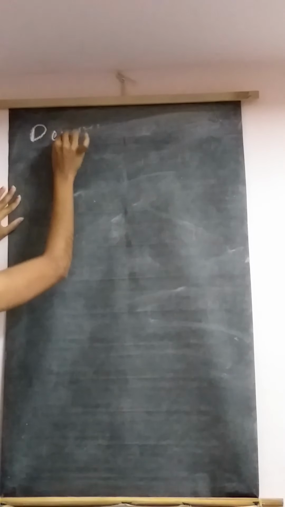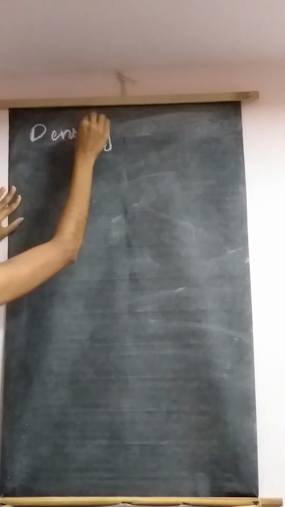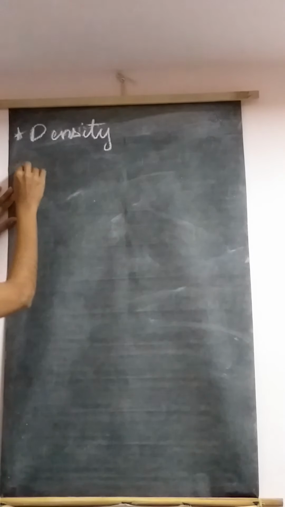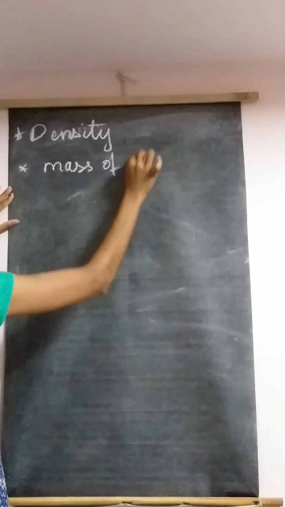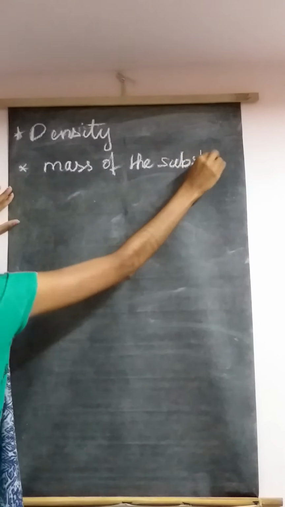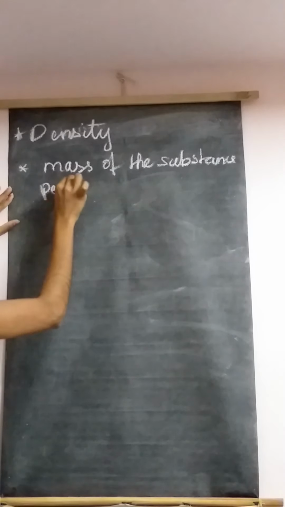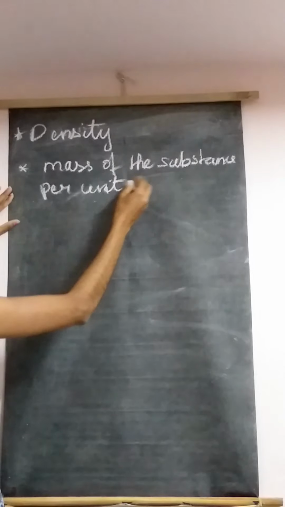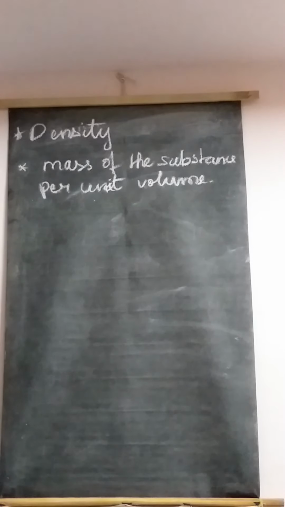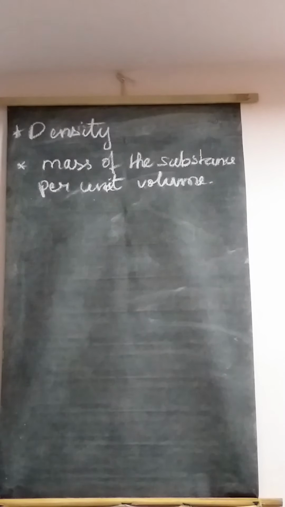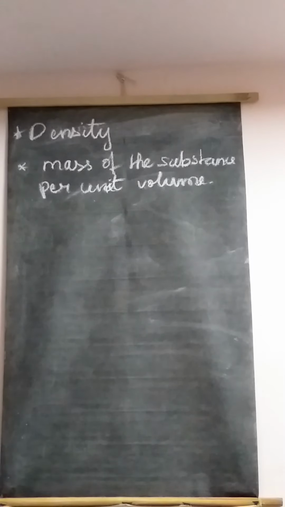Now let's learn what is density. Density of a substance is defined as the mass of the substance per unit volume. So what is the meaning of density? Now, to make the definition easier and to tell you clearly what is density, I am going to show you.